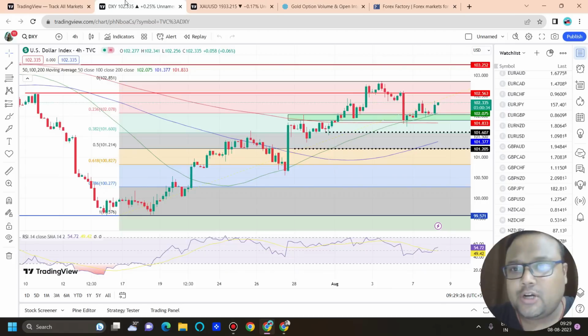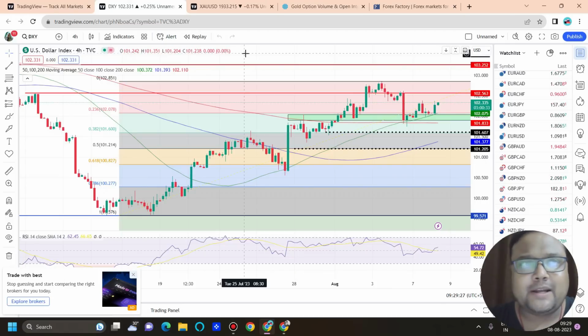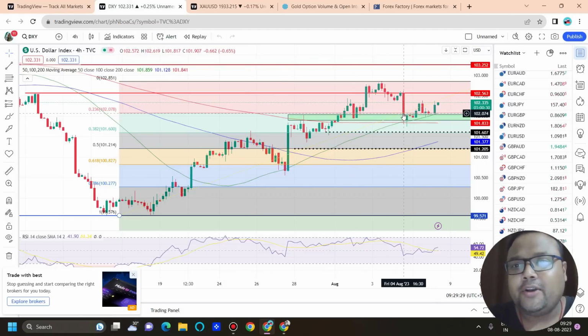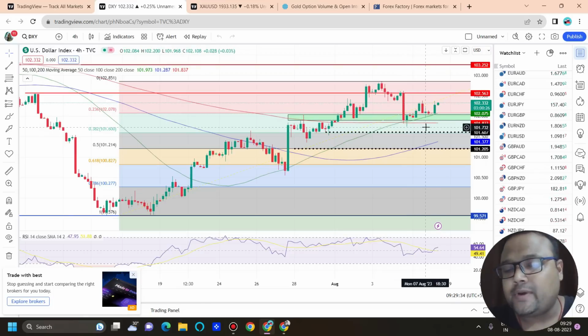This is the chart of DXY, the dollar index, and as expected, the dollar index took support around the 102 level, and we can see it is trying to recover again. DXY is right now standing at 102.33.